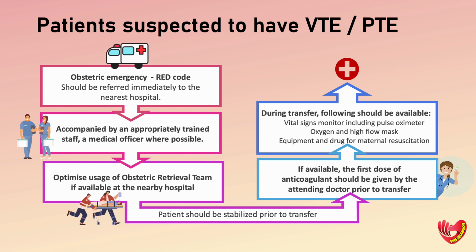During transfer, the following equipment should be available. Firstly, vital signs monitor including pulse oximeter. Secondly, oxygen and high flow mask. Lastly, equipment and drugs for maternal resuscitation. It is vital to make sure all these are available in the ambulance as patients' conditions may deteriorate at any point of time during the transfer.